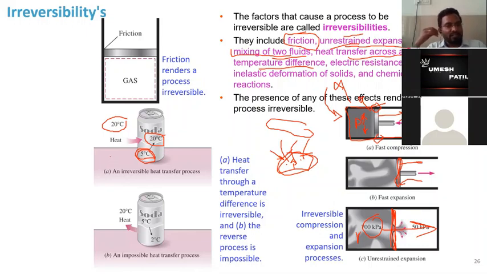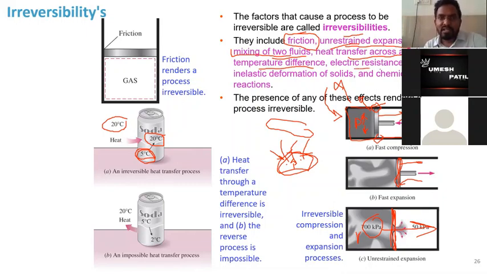Finite temperature difference in the sense that the body has some temperature and the atmosphere has a different temperature, and because of the temperature difference between those two, heat will transfer from high temperature to low temperature, and that reverse transfer of heat naturally is not possible. We can use a refrigerator again and attain that 5 degrees Celsius, but naturally that is not possible. You keep that can for any duration in the open atmosphere, it will not attain 5 degrees Celsius.